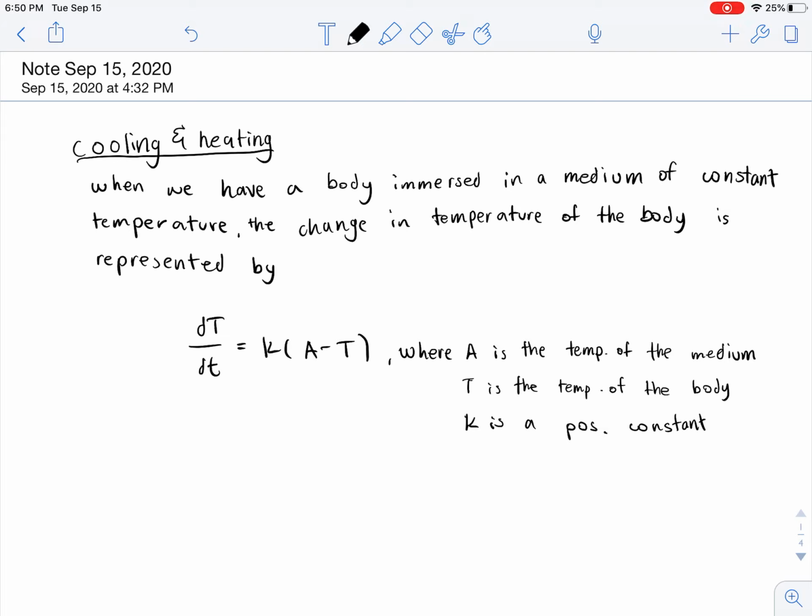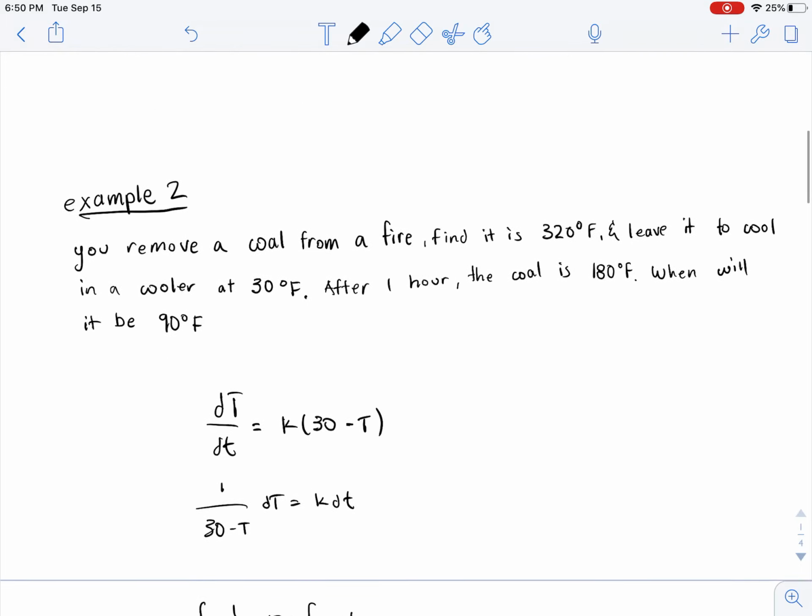So we know from equation 3 of section 1.1, when we have a body immersed in a medium of constant temperature, the change in temperature of the body is represented by dT equals k times the quantity A minus T, where A is the temperature of the medium, T is the temperature of the body, and k is a positive constant. Now we'll just go into an example.